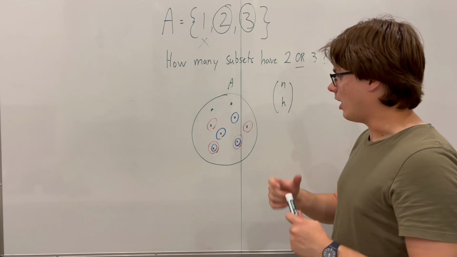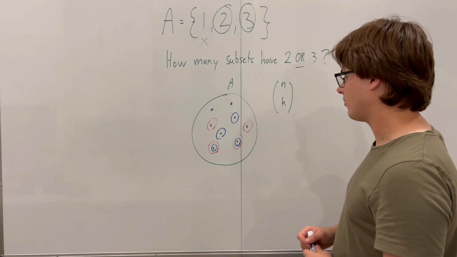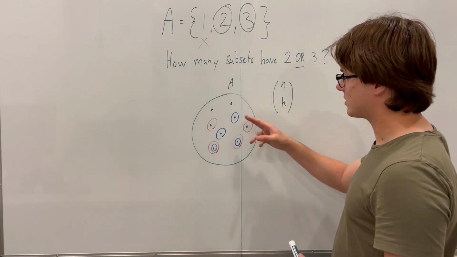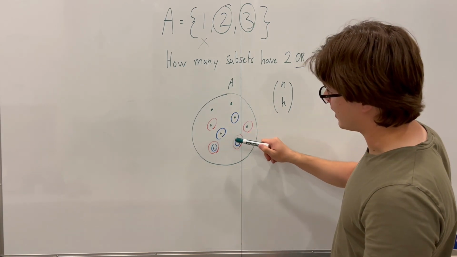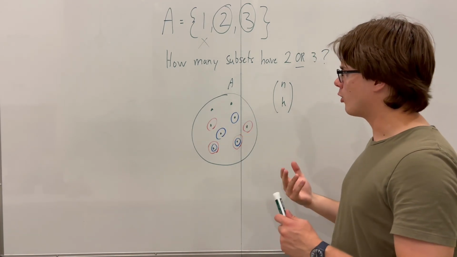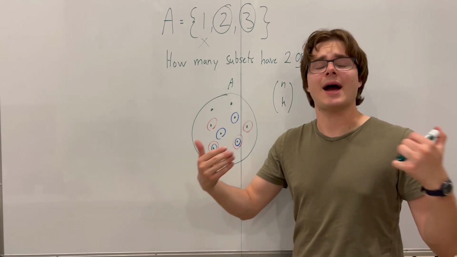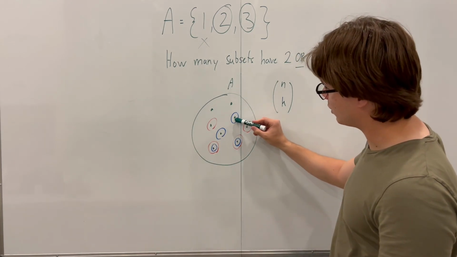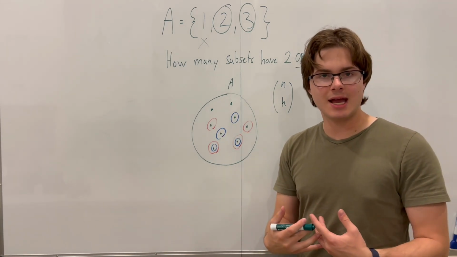Well, no, here's a better way of thinking about it. There are 4 sets that have a 2, and there are 4 sets that have a 3. So maybe we can just count how many sets have 3, how many sets have 2, and add them together. That makes sense, right? We're looking for all the blues, and we're looking for all the reds, so just add them together.